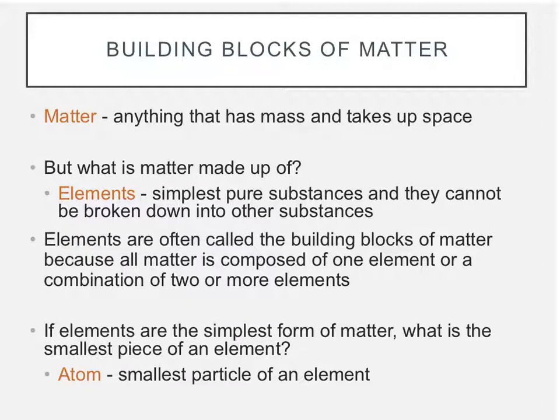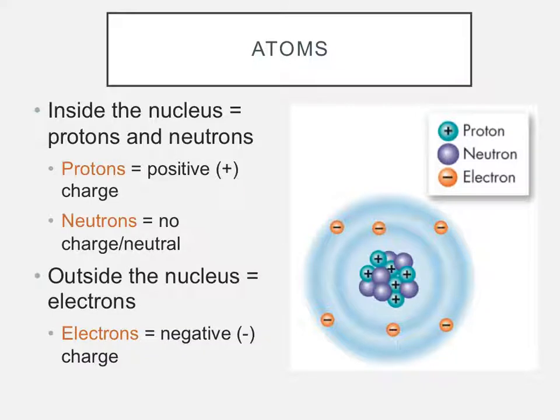Elements are often called the building blocks of matter because matter is always made up of one or more elements. Potentially it could be one element, or it could be two or more elements that are combined together in a specific way. So atoms make up an element. Individual atoms are the smallest particle of an element. So this is a common drawing of an element.